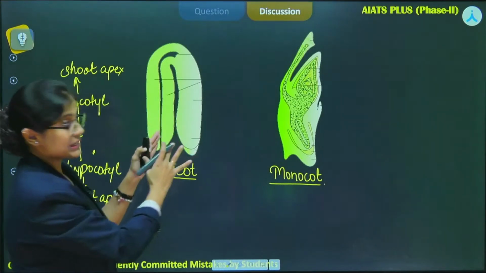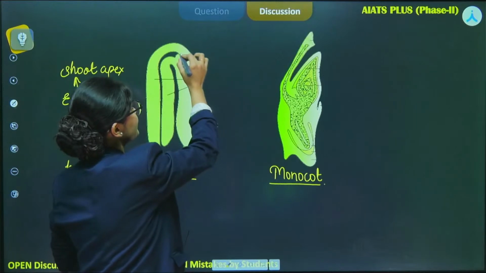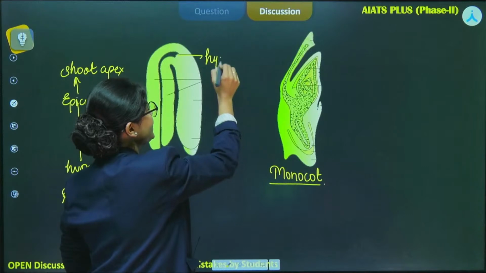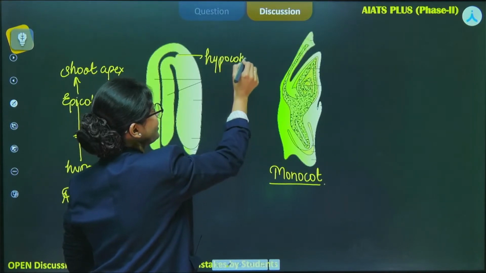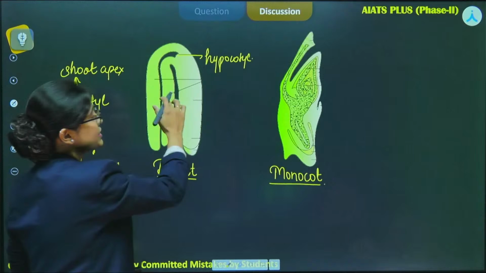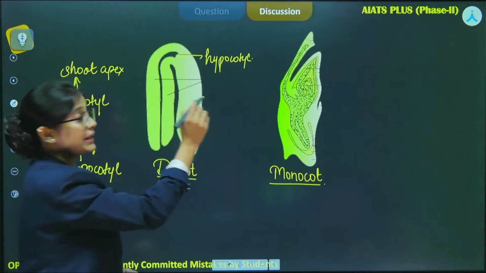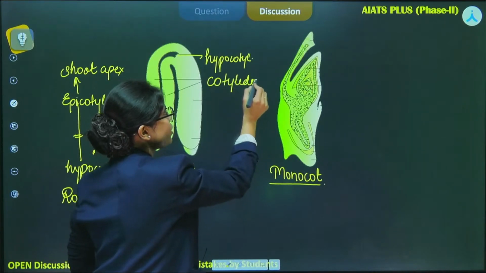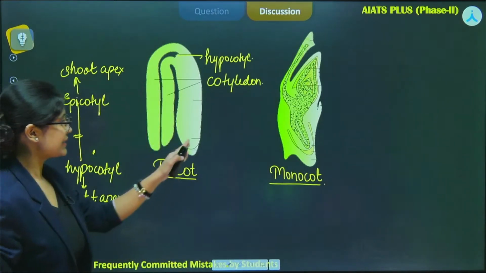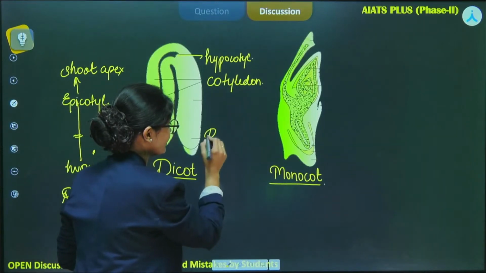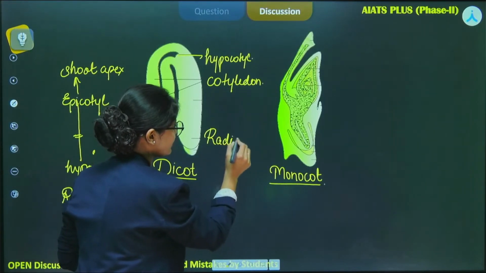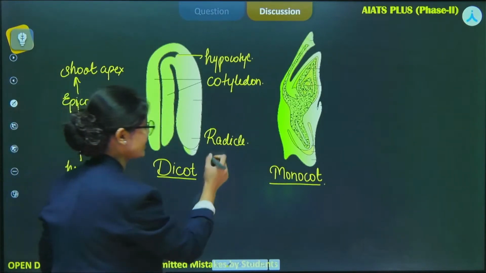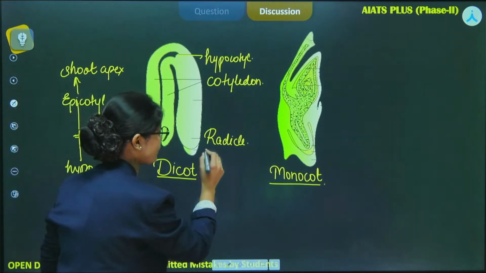Now, if we see this diagram, this region is labeled as hypocotyl. These two lines are labeling cotyledons. As the name is dicot, that means it will have two cotyledons. Right? So this is radicle, or we can say root apex, and it is enclosed in a root cap.